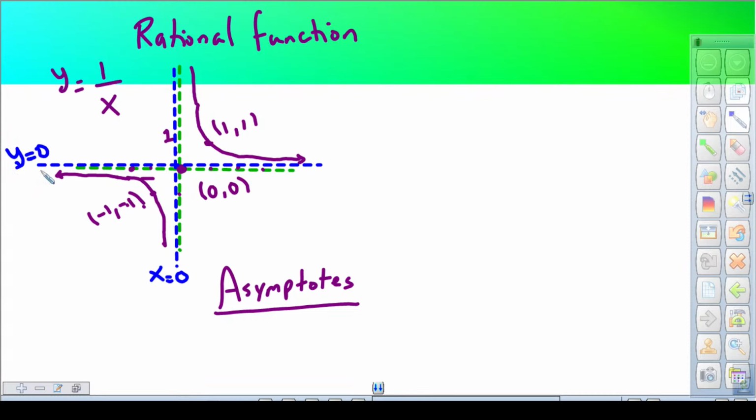Okay. So now I know I have 2 lines I cannot cross. One that is vertical at x equals 0, and one that is horizontal at y equals 0. So these 2 curves will not touch these 2 lines. They won't, no matter how big the number becomes.